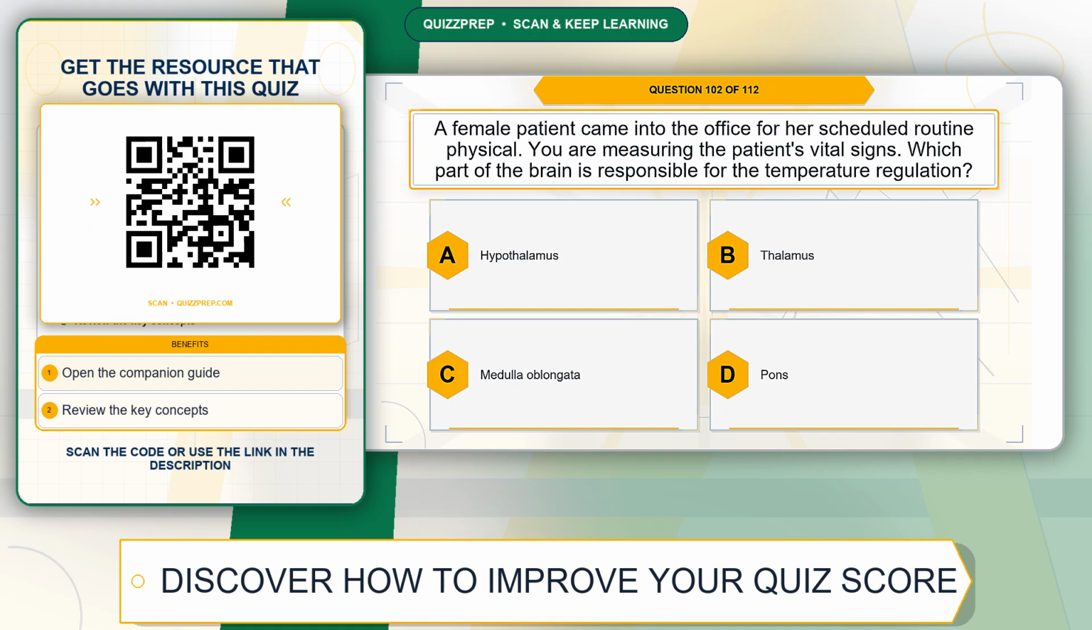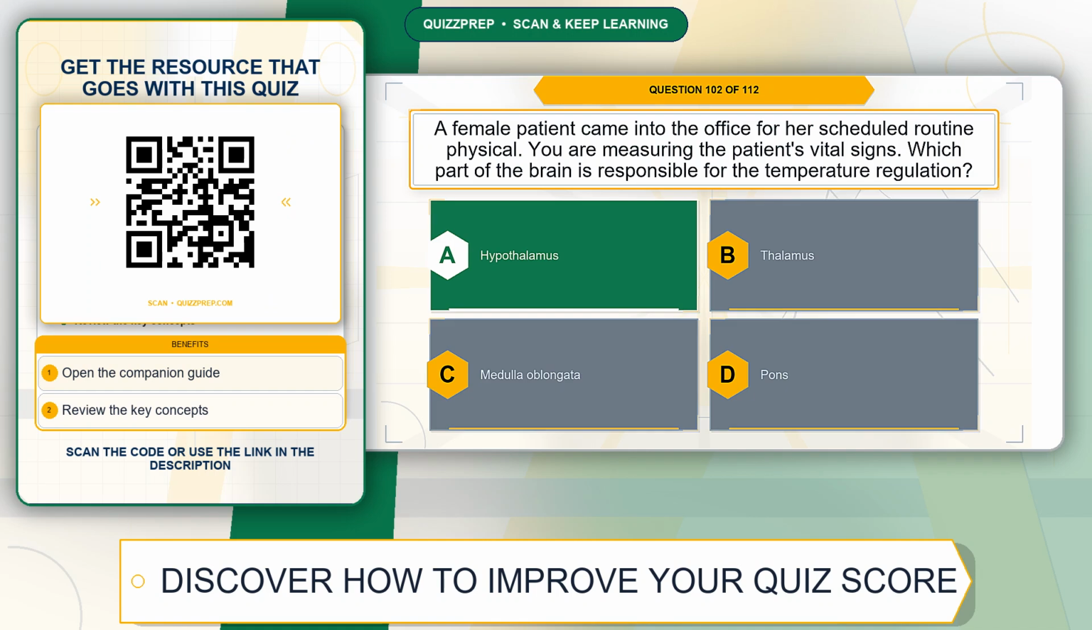Question 102. A female patient came into the office for her scheduled routine physical. You are measuring the patient's vital signs. Which part of the brain is responsible for the temperature regulation? Option A, hypothalamus. Option B, thalamus. Option C, medulla oblongata. Option D, pons. The correct answer is option A, hypothalamus.